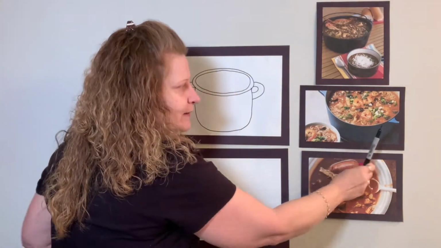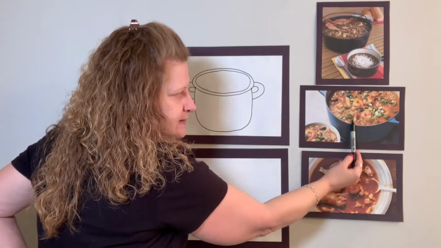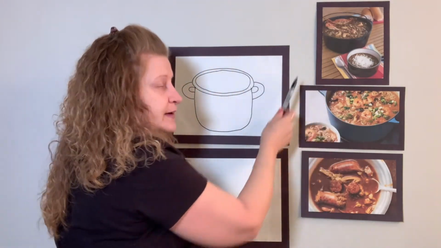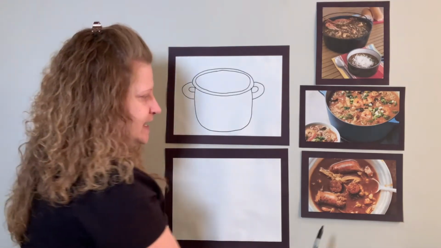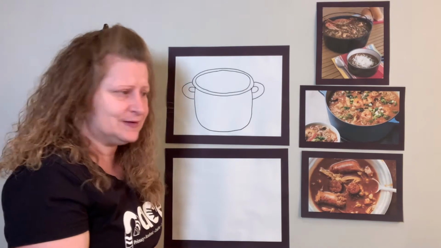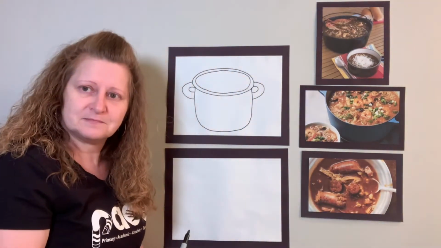Here, this gumbo looks like green onions, shrimp, and it also looks like maybe some pieces of chicken. So that is another kind of gumbo. Notice how these gumbos are both different. And here at the bottom, we have a completely different kind of gumbo. What do you think these might be?